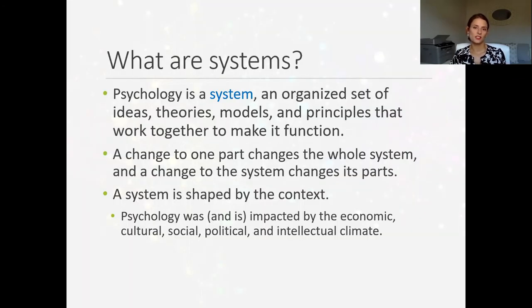When we use the word systems in psychology, what we're talking about is an organized group of ideas, principles, theories, models, and the components of that set work together to make the whole system function. Psychology is also made up of subfields: child psych, clinical psych, experimental psych, IO psych, forensic psych. There are different types of psychology, and each one of those subtypes is a subsystem.